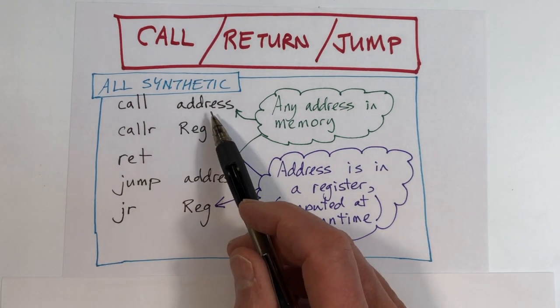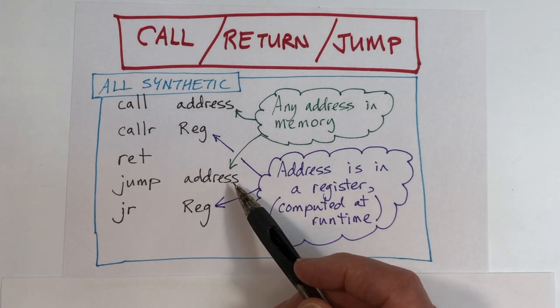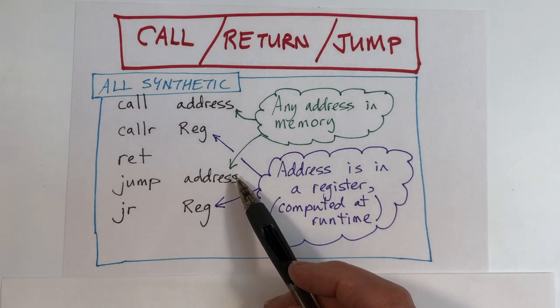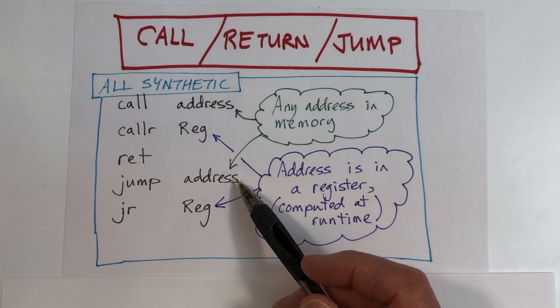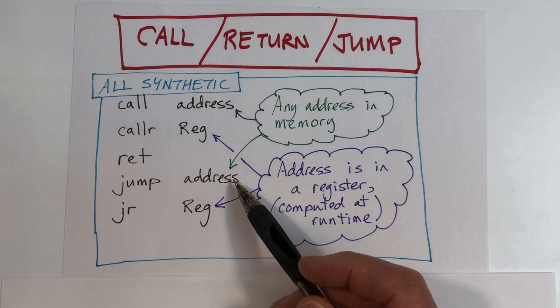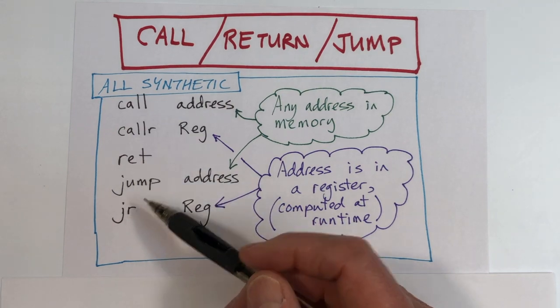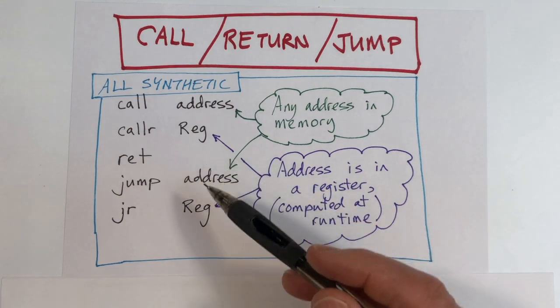The call instruction takes an address, and there's a jump instruction that also takes an address, and these are synthetic. Any address in memory can be used, and generally these will be assembled into 1 machine instruction. But if the address is a long way away and a large constant is required, then it may require 2 machine instructions in order to compile each of these instructions. The remaining 3 instructions will always require just a single machine instruction.